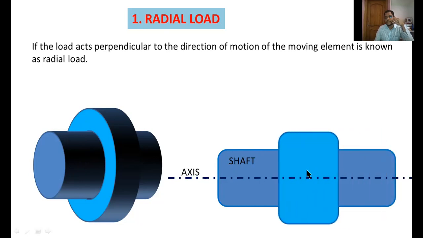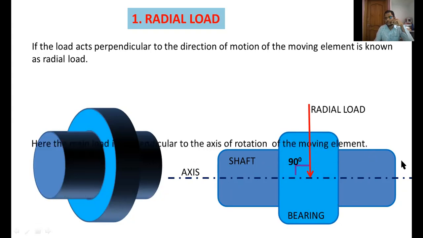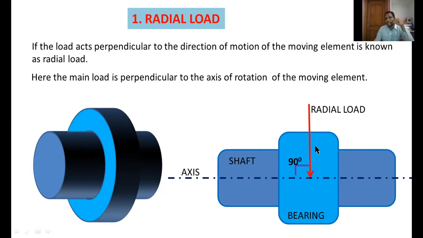Now this is the bearing. Here the load acts perpendicular to the axis of rotation of the moving element. That means the angle between this load and the axis is 90 degrees. Here you can observe the angle between the axis of the shaft and the load is 90 degrees. So when the load acts perpendicular to the axis of the shaft or axis of the moving element, it is known as radial load. Here the main load is perpendicular to the axis of rotation.